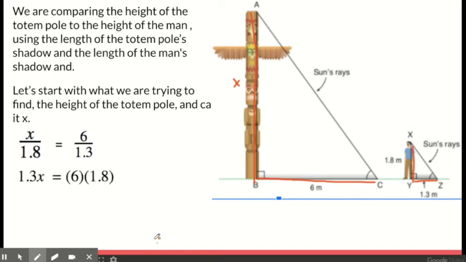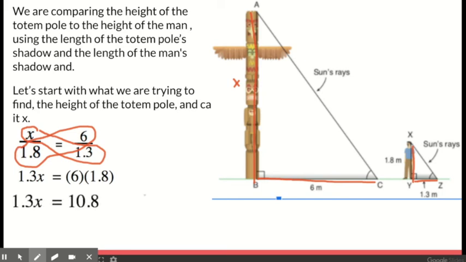And so I showed you this little trick in the last unit. These two things multiplied will be equal to these two things multiplied. So X times 1.3, and I can write it with the 1.3 in front because we like to have it written as a coefficient in front of the variable, is going to be equal to 6 times 1.8. And when I multiply that out, I have 1.3x is equal to 10.8. And then I divide both sides by 1.3 to isolate the X, to get the X by itself. And then I have that X is equal to 8.3 meters.